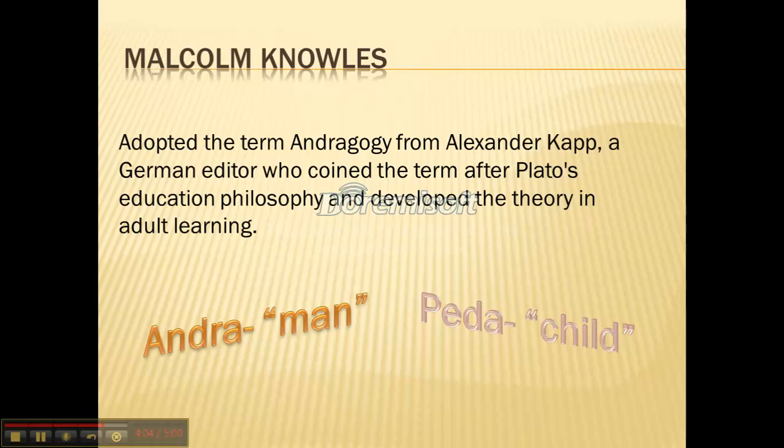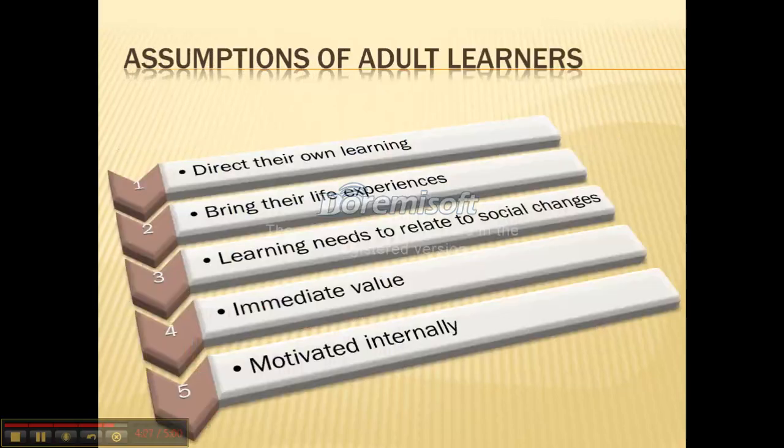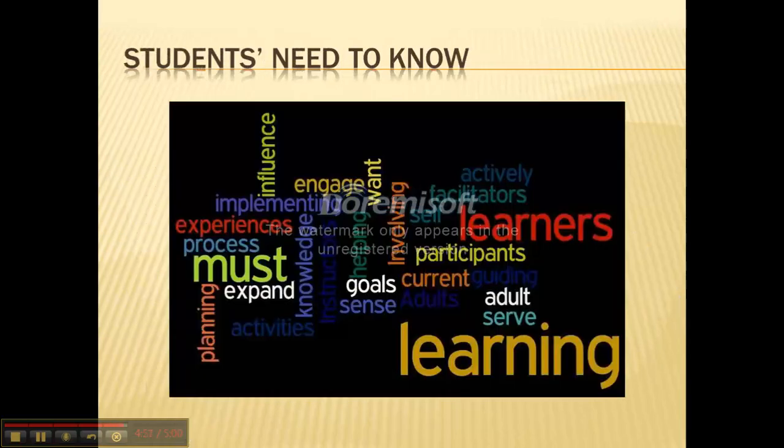Some assumptions about adult learners are that they direct their own learning. They know what they want to get out of it. They bring their own life experiences. Learning needs to relate to social changes, and it also needs to have immediate value. They need to know how they can apply it now. And they are motivated internally rather than externally. So we just decided that students do need to know, and the best way for them to know how it will apply in real-world examples is for them to give us the real-world example.